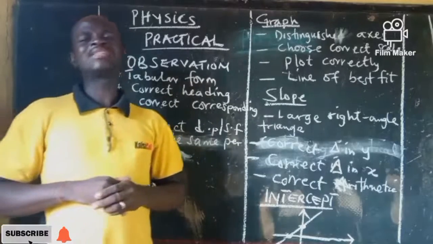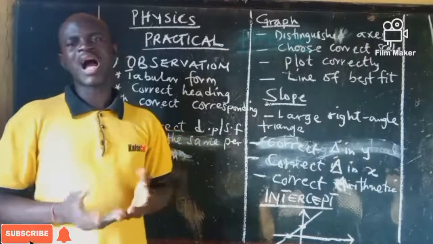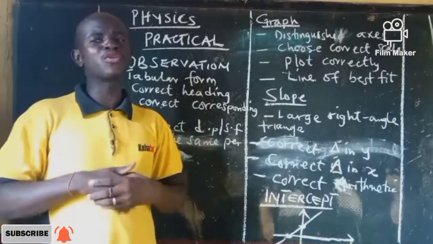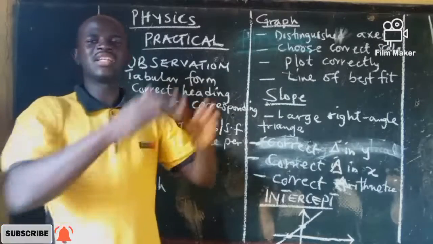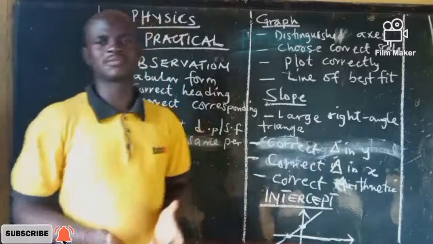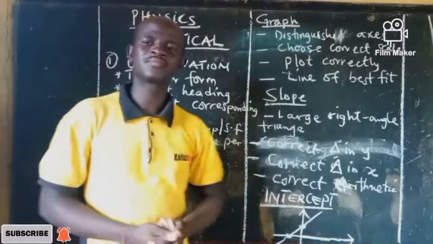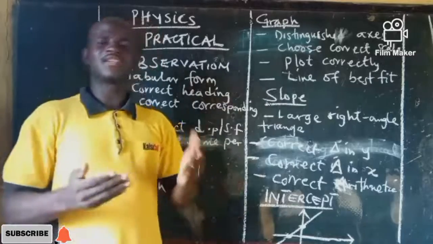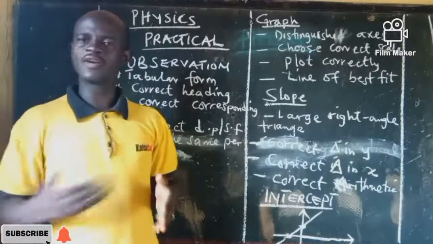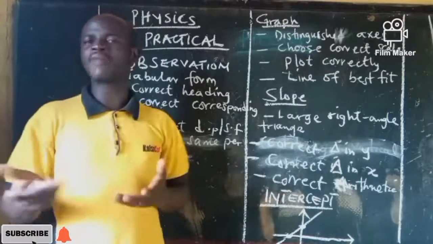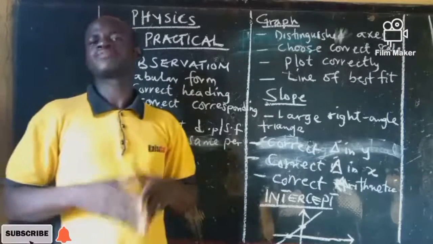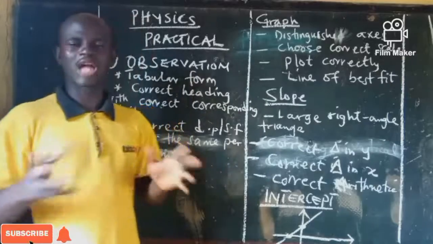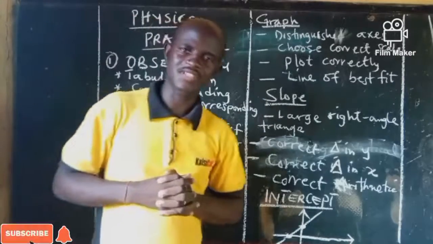Another factor that will help you to choose a correct scale is the nature of your reading, the maximum value and the minimum value. When you check the maximum value and the minimum value and you think about the correct scale, you will come out with a good one that will be of benefit.